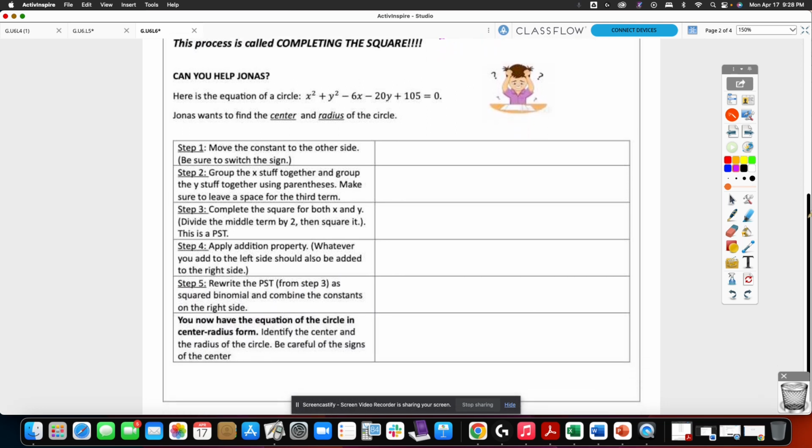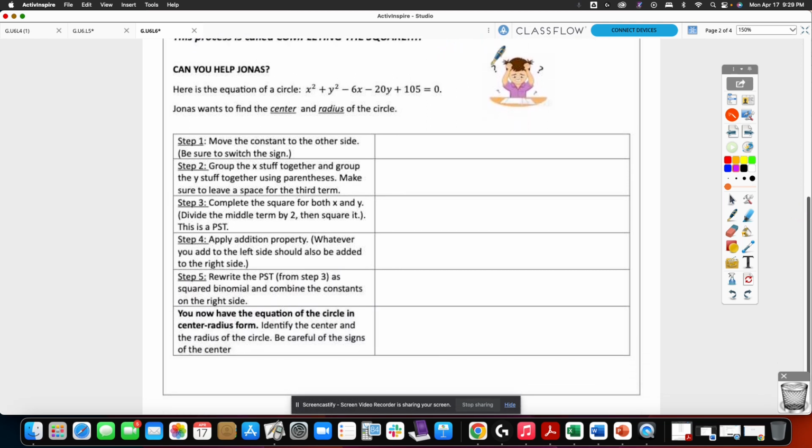Okay, let's take a look at this. Let's try to help Jonas. So Jonas is given an equation of a circle: x squared plus y squared minus 6x minus 20y plus 105 is equal to 0. Jonas wants to find the center and the radius of the circle. Which means that we have to convert this into center radius form, meaning into the form x minus h squared plus y minus k squared is equal to r squared.